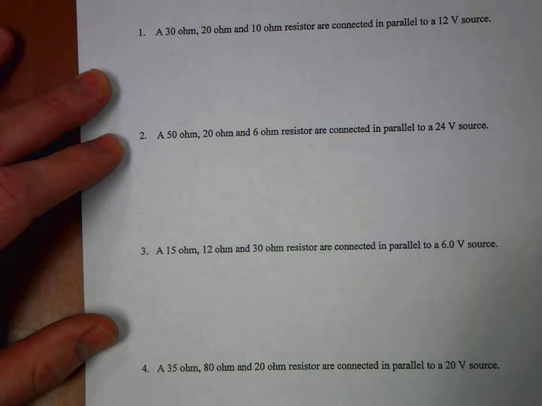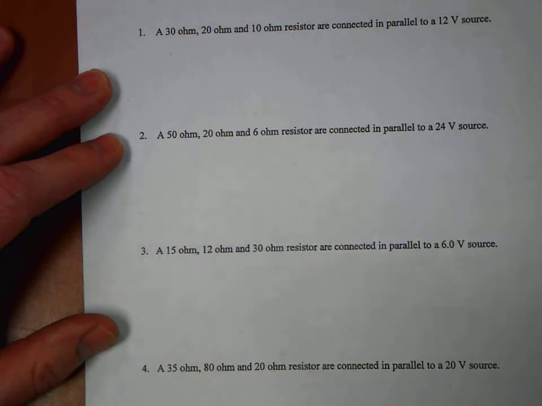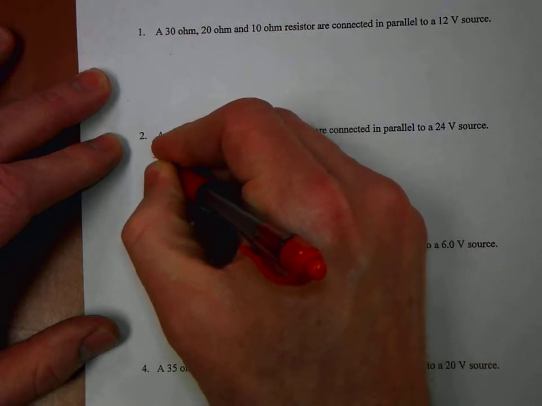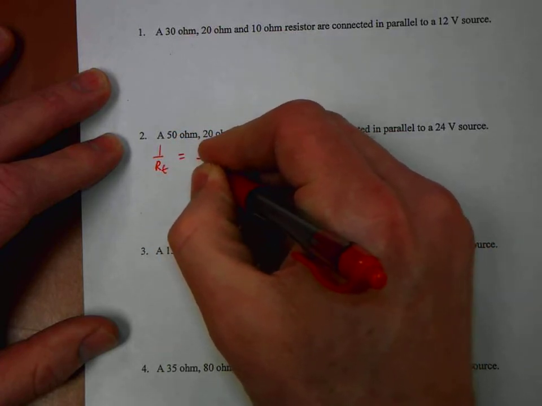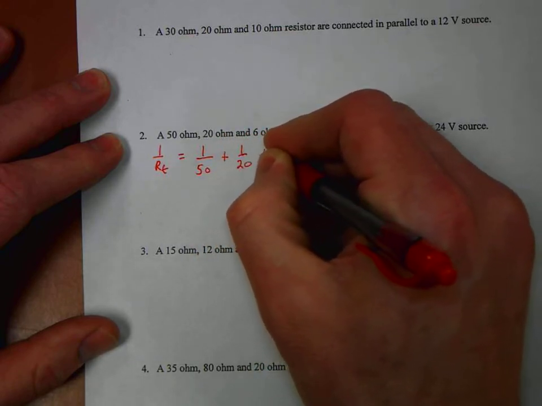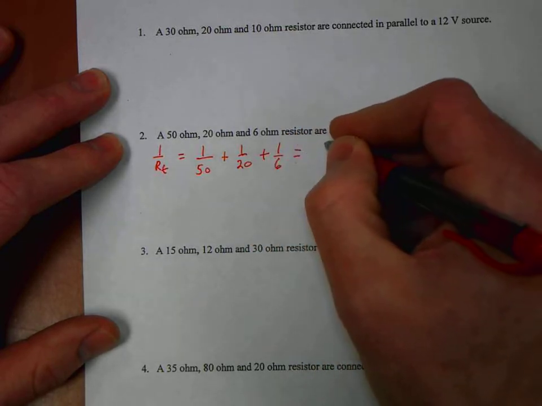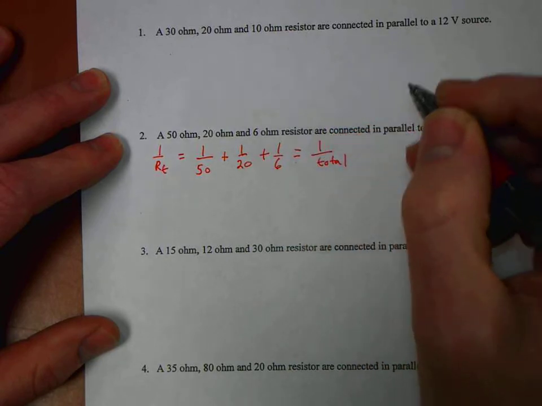Now remember, in series you would simply add the 50, the 20, and the 6 all together and get 76. But here in parallel, remember, we are talking about the inverse resistance rule. So what we have is 1 over our total resistance is going to be equal to 1 over 50 plus 1 over 20 plus 1 over 6. And that is going to give us our 1 over the total. So let's figure out what that is.